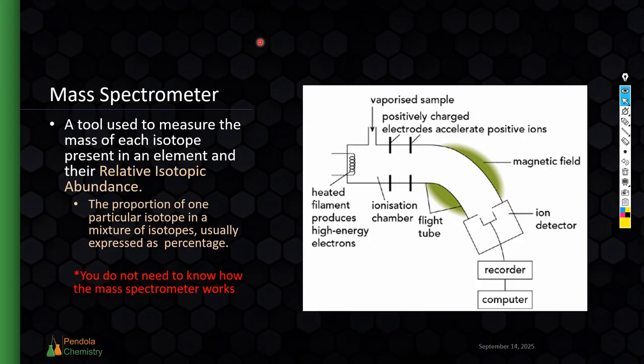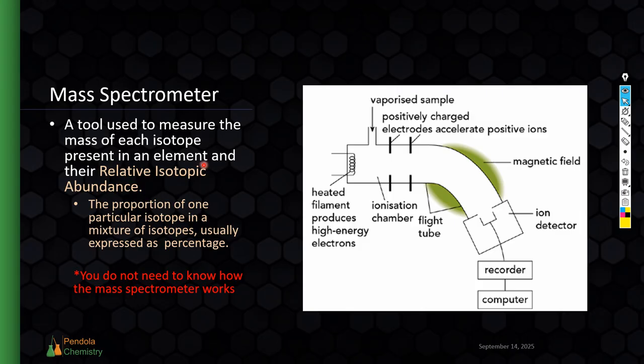So let's look at the mass spectrometer in the light of isotopes. A mass spectrometer is a tool that we use to measure the mass of each isotope present in an element and the relative isotopic abundances. Now, if you remember, we call the mass of an isotope relative isotopic mass, and that's what we're measuring here with this tool. But the relative isotopic abundance refers to the proportion of one particular isotope in a mixture of isotopes, usually expressed as a percentage. So it's essentially what percent of all of the atoms of this element are each individual isotope.